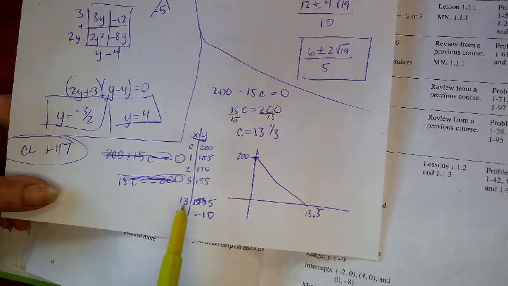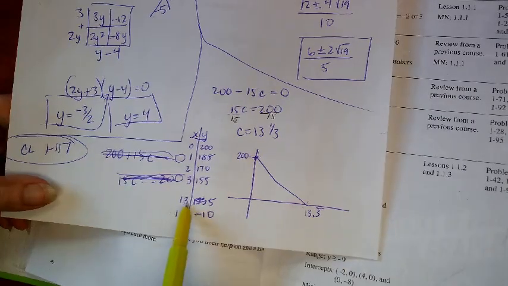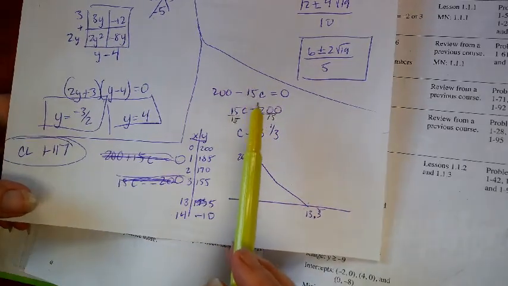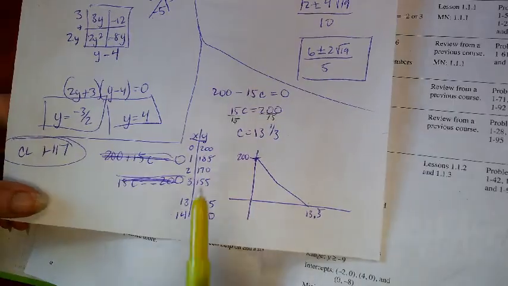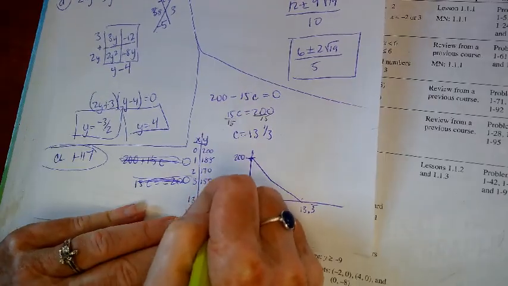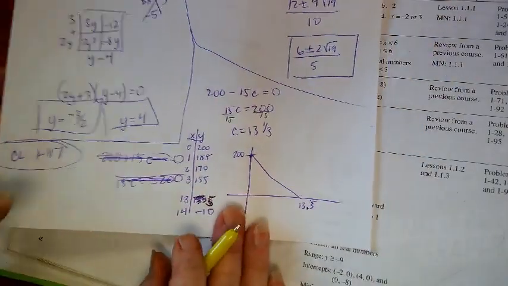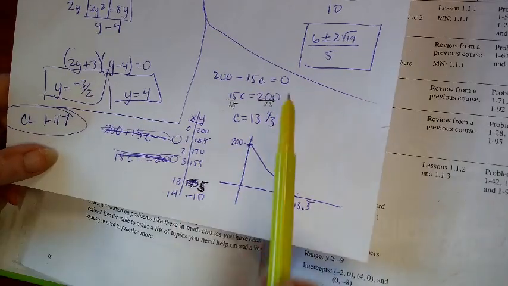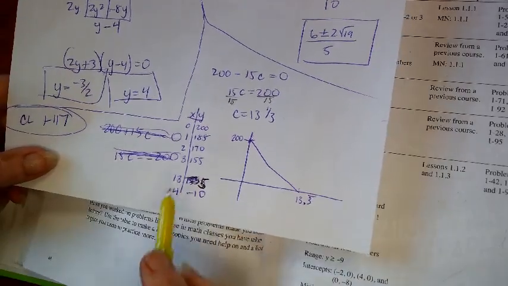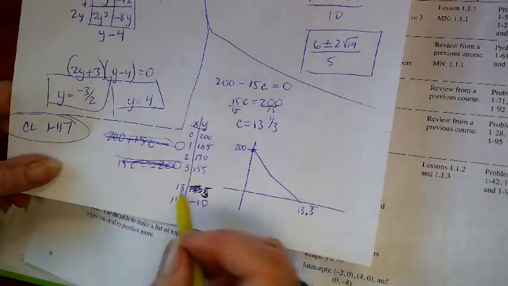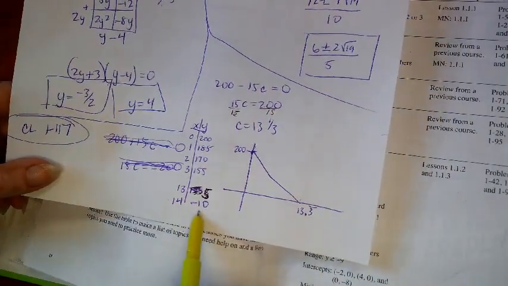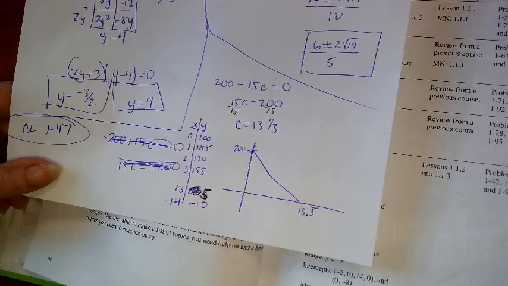So I wanted to see what happens in the 13th week. I put a 13 in there, and 15 times 13 is 195. I subtracted that from 200, I went 200 minus 195, and I got 5. So he had $5 left on the 13th week. But then on the 14th week, I plugged 14 in there, and he ended up with negative $10. So my 13 1/3 makes sense.